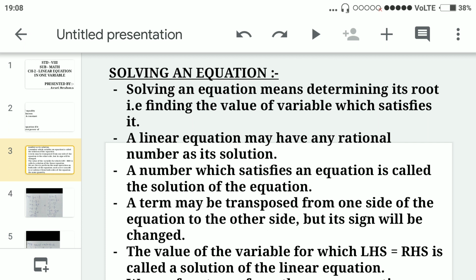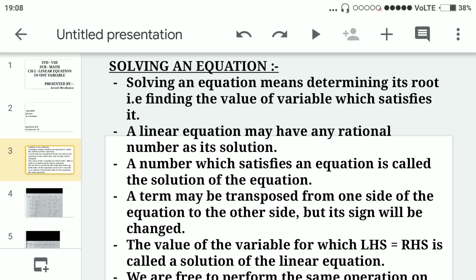Okay, now move to the next part, how to solve an equation. Solving an equation means determining its root, that is, finding the value of the variable that satisfies it. If the variable is x, y, or z, anything, we find the particular value of the variable for which that equation is satisfied. For example, for an equation like 2x plus 3 equal to 0, x will be minus 3 by 2. That means minus 3 by 2 satisfies that equation particularly. It cannot satisfy any other equation. That's why minus 3 by 2 is known as the root or the solution for that particular equation.